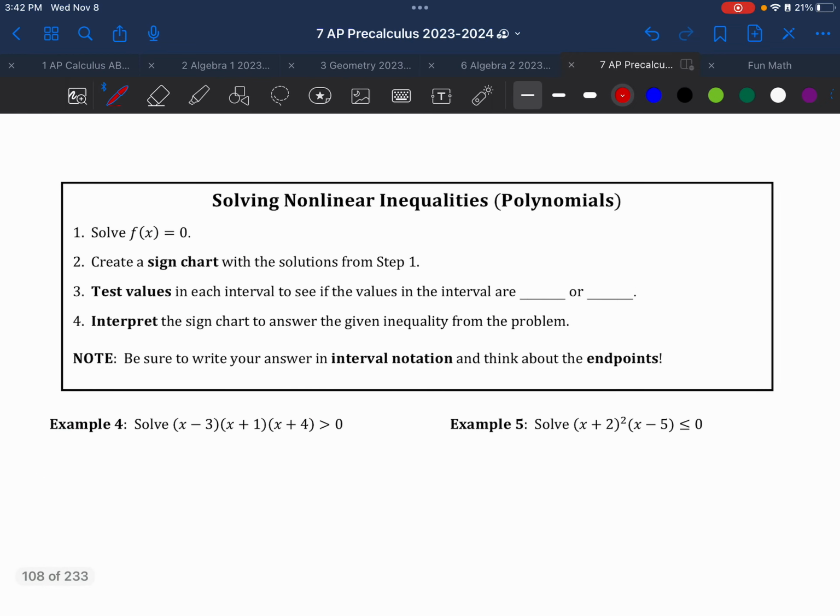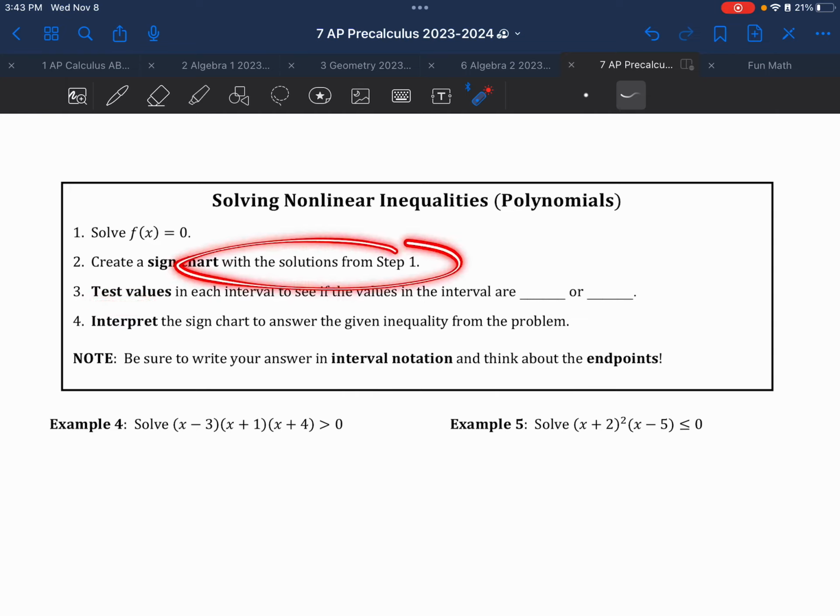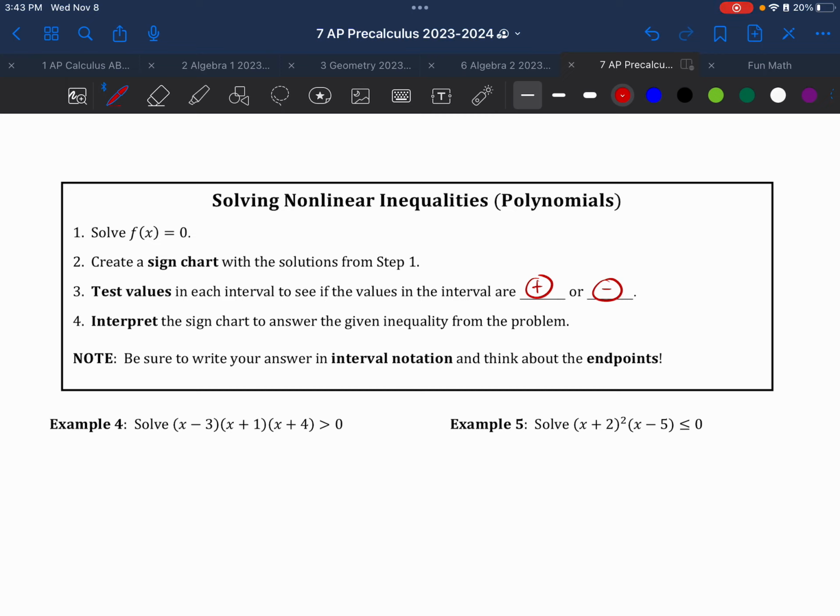All right, so here's how we solve non-linear inequalities, how we solve those polynomials. First of all, we set it equal to 0. Then we're going to create a sign chart with the solutions for step 1. I'll show you what a sign chart looks like down here in example 4. Then we're going to do some test values in between those values from step 1 on each interval to see if the values in the interval are positive or negative. And then we're going to interpret the sign chart to answer the given inequality for the problem.